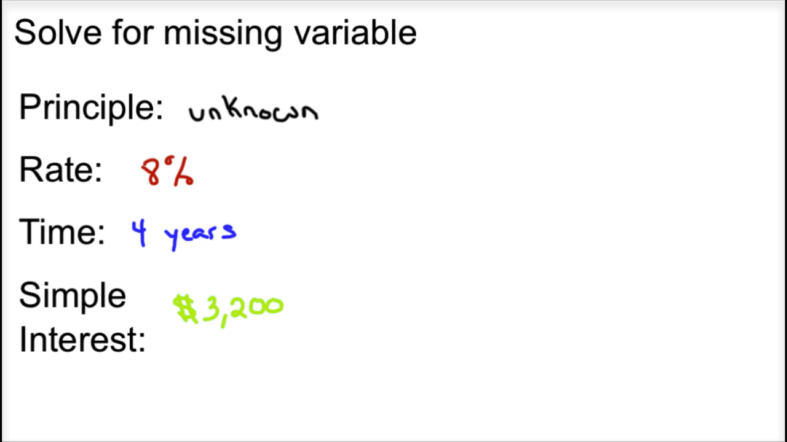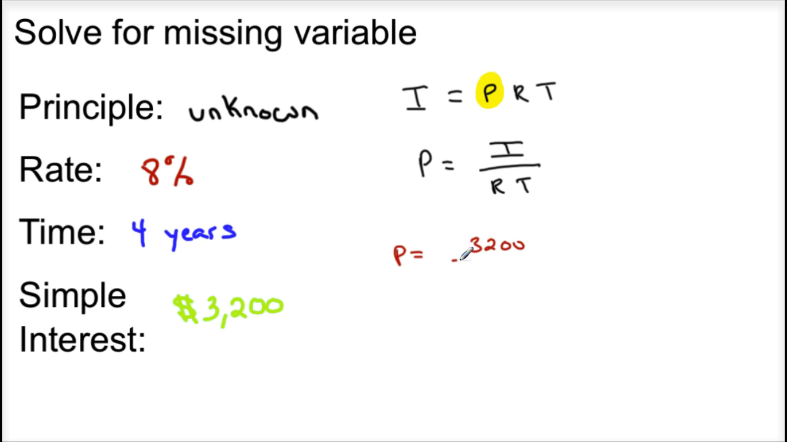Okay, two more examples. The principal is unknown, the interest rate is 8%, time is 4 years, and the simple interest is 3,200. So again, I equals PRT. Solving for P, I'm going to get P equals I over RT. Plugging in my variables, P equals I is 3,200 divided by R is 8%, or 0.08, which is 8%, times T, which in this case is 4.